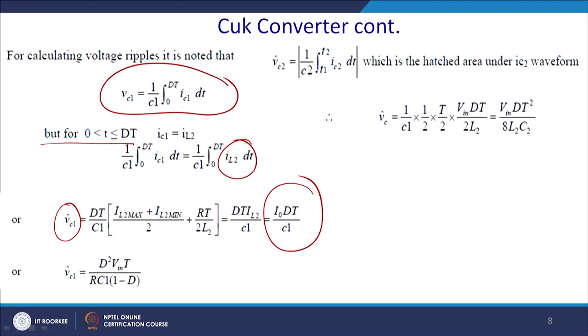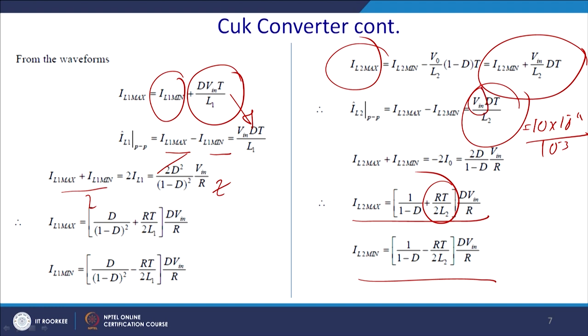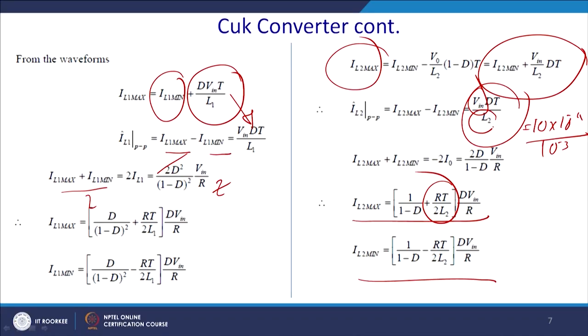This is quite important, because while designing you will be asked to design for a ripple current that should be 1%, 5% or 10%, as prescribed by your requirement. So ultimately you have to choose this value, because it is something in your hands. You know what the input supply should be, and the duty ratio will be such that you fix the L2 value within a range so that you get the desired ripple.